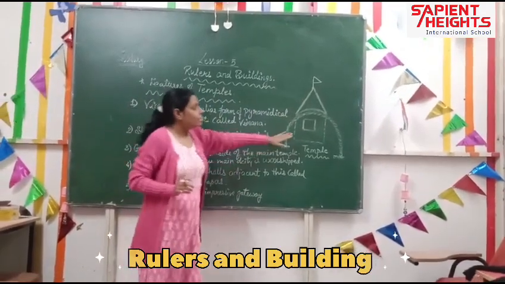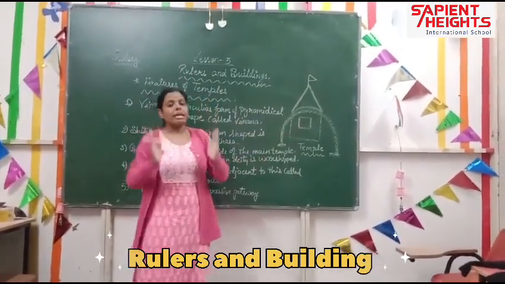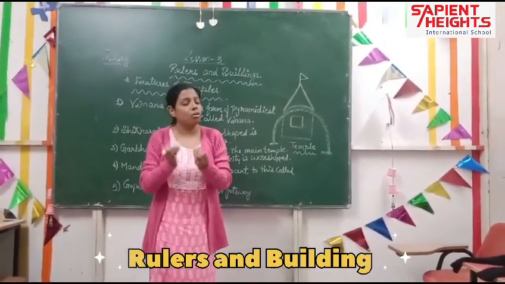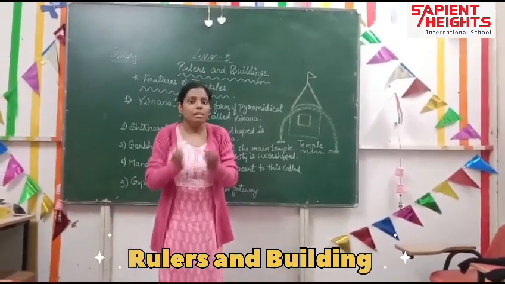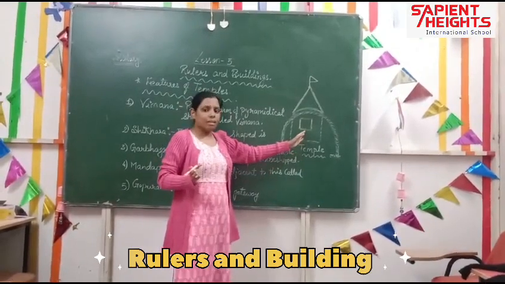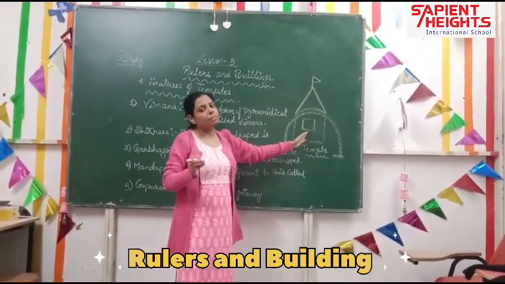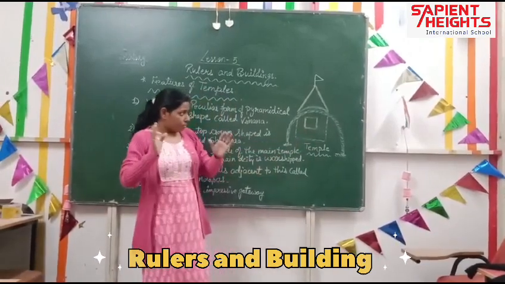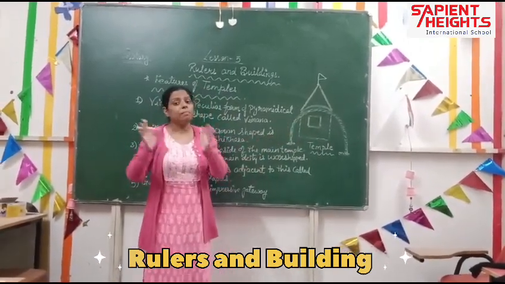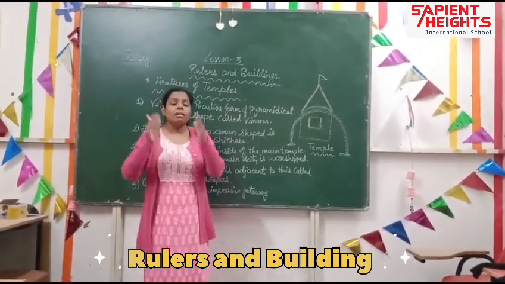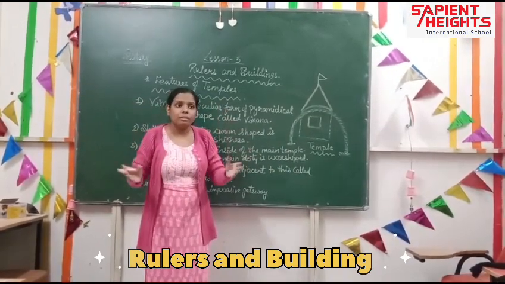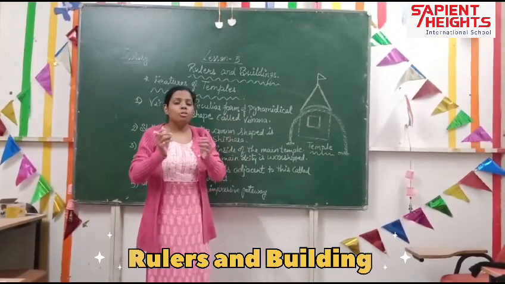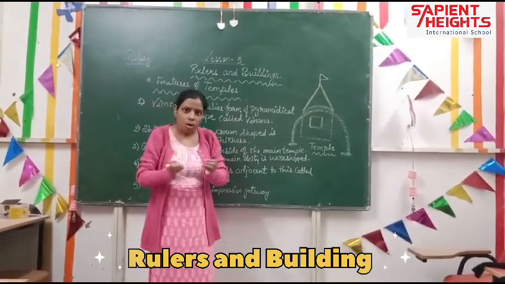Now the third one is Garbhagriha. The inside of the temple where we find the idol of the god and goddesses is known as the Garbhagriha. Only special people have the right to go inside the Garbhagriha. Now, there are many Mandapams. Mandapam means there are many rooms inside the temples which are attached to the Garbhagriha, where all the people gather.